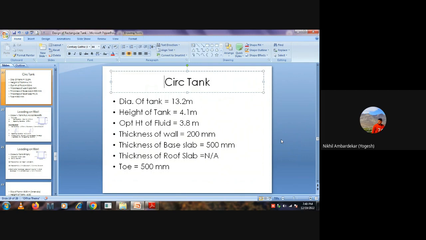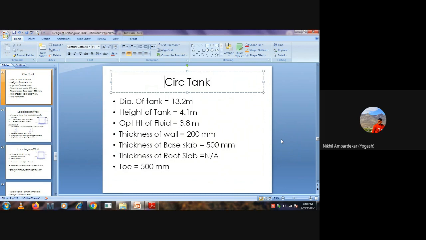Operating height of the fluid is 3.8 meter. Okay, and the wall, maybe you can use the thumb rule, but currently I'm just assuming the wall thickness as 200 mm. Base slab I'm assuming 500 mm thick. There is no roof slab, the tank is a cantilever, that is open, and I have the toe width for the base slab as 500 mm.